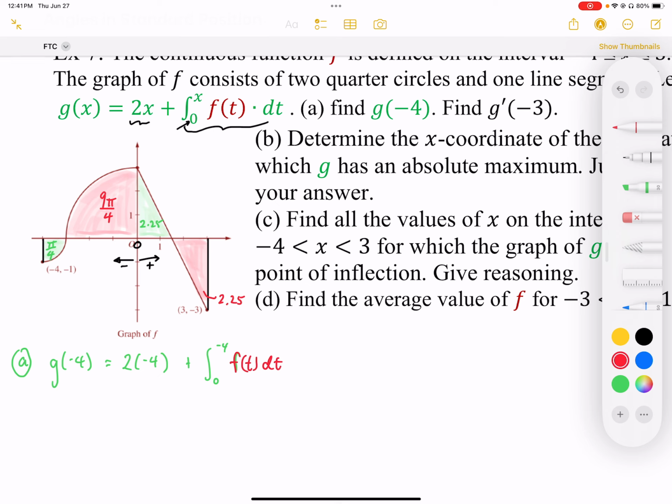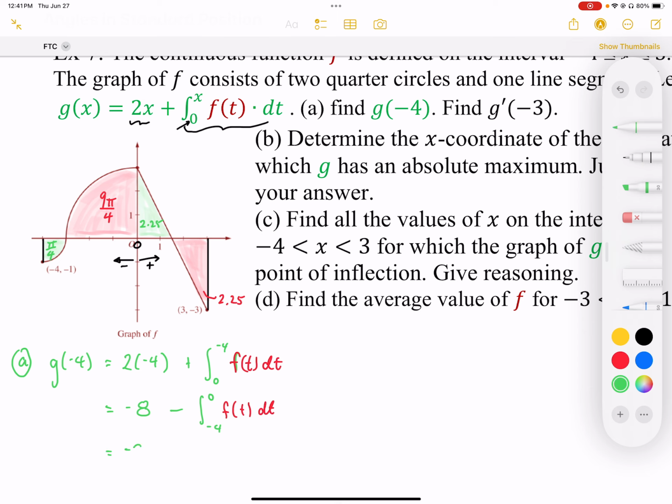Okay, now because we're going from 0 to -4, I'm going to the left. So I'm going to use some algebra here to rearrange that expression. So first of all, that's -8, and I'm going to flip the bounds, so I'm integrating left to right. Then whatever area I have above is the opposite sign, and it's going to be the area under the f of t graph.